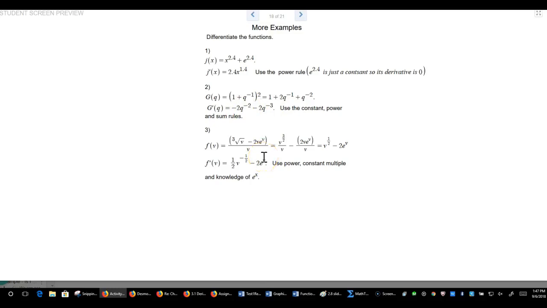And then this third one, you see a radical sign, so you want to turn that into a fractional exponent. So I've just separated these by the common denominator, and I simplified. Now I'm going to take the derivative of this. Again, I just use that power rule and the fact that the derivative of e to the x is e to the x. And there's my derivative.